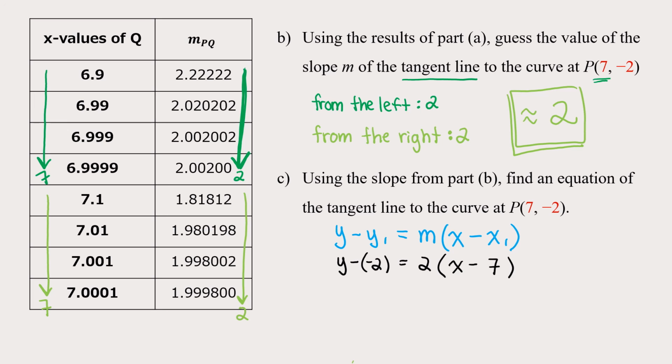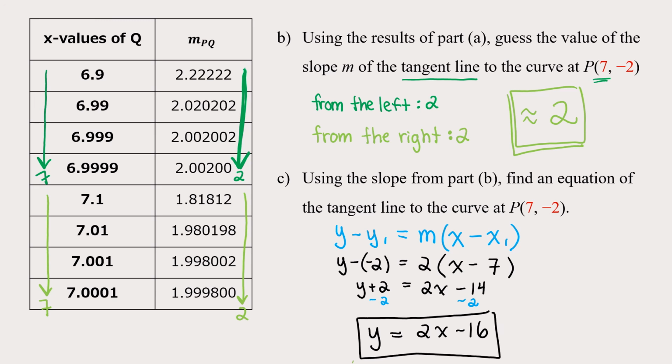And then sometimes you can leave this in point slope form, but it's really good practice to get this in slope-intercept form. So let's simplify. So this will be y plus 2 is equal to, and then we'll distribute that 2. So 2x minus 14. Then we'll solve for y. So we'll subtract 2 from each side. And we're left with y is equal to 2x minus 16. And that is the approximate equation of the tangent line at the point P, which is 7, negative 2.